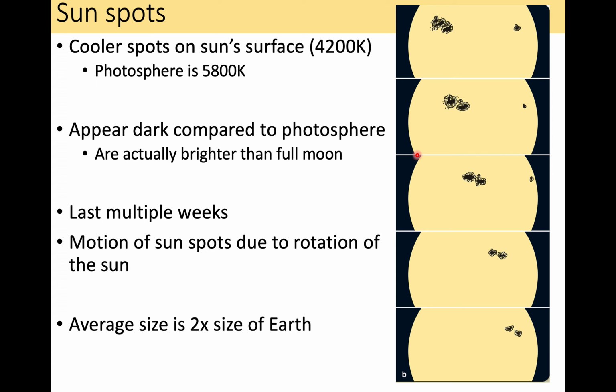So sunspots last multiple weeks. They move, they shift, and the motion of the sunspots is due to the rotation of the sun, the fact that the sun is rotating. The average size of a sunspot is about 2 times the size of the Earth. So they look small on the surface of the sun, but they're huge. They're bigger for the most part than the surface of the Earth is.